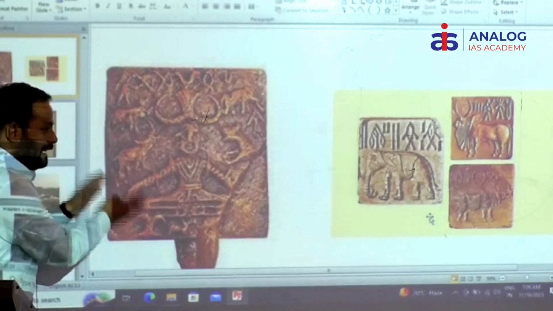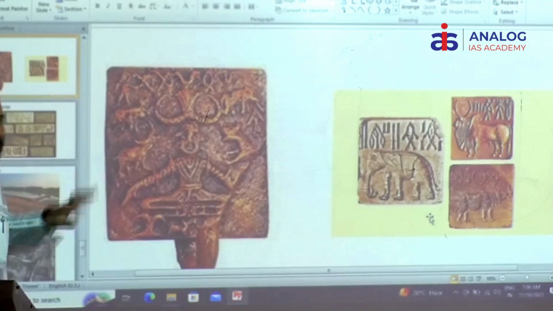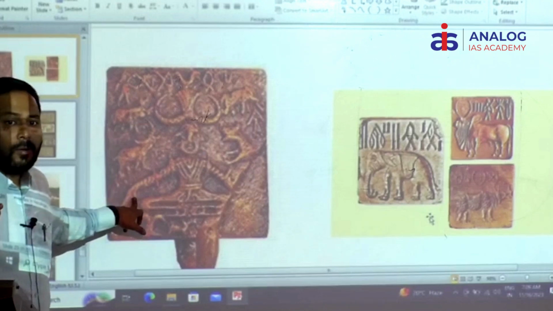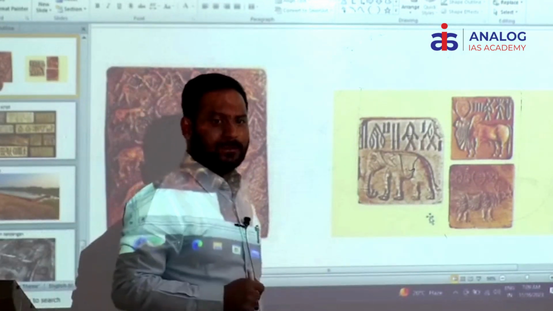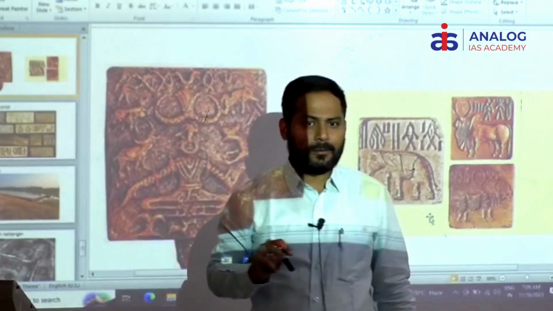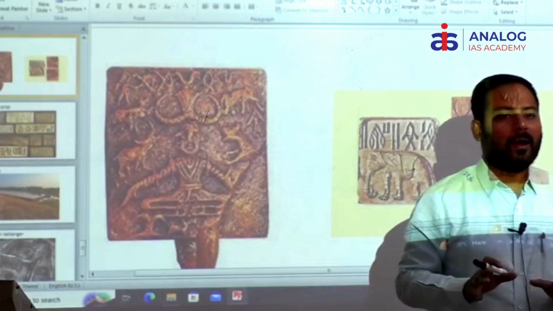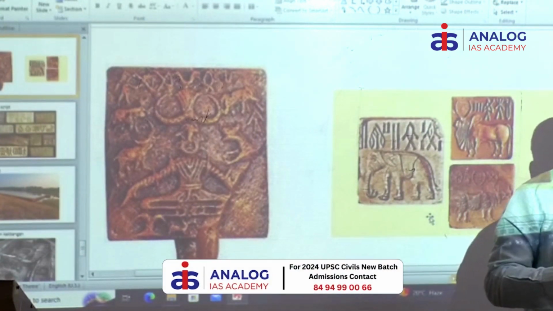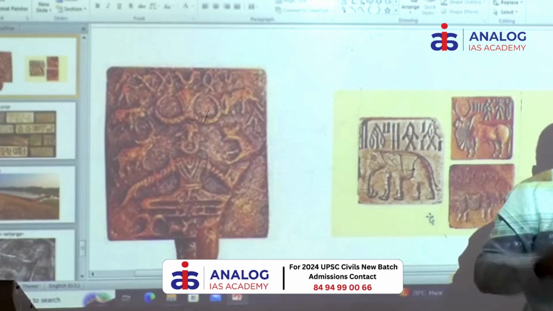And this is one of the seals made up of soft stone. Now what can you observe? Who is this man? What was he doing? Pashupati means what? Who is Pashupati? Another form of Shiva. Fine, I want the meaning of Pashupati. Pashupati is nothing but the god of animals, who protects the animals.